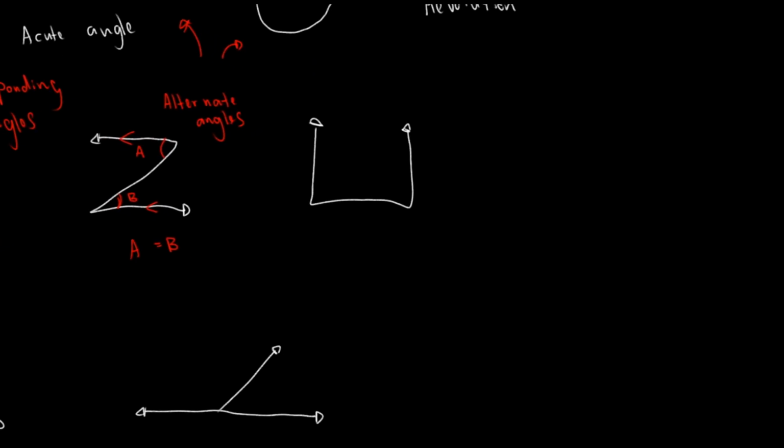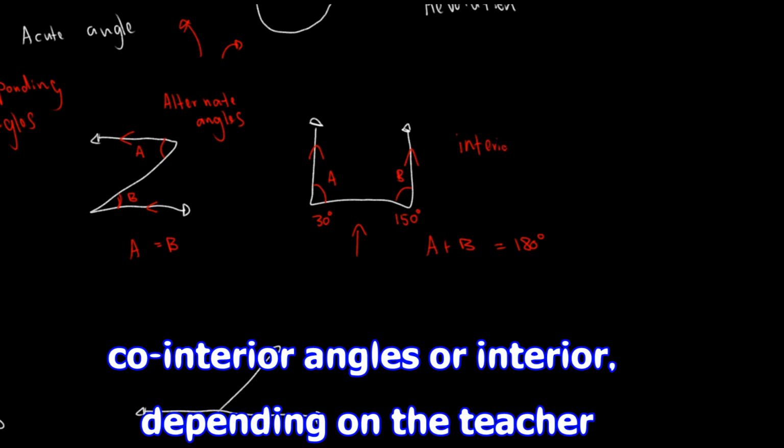What about this one? This one's a U. So if this line is parallel to this line, then these two angles, A and B, then angle A plus B will be equal to 180 degrees. Okay, so if this one is 30, this angle, provided our lines are parallel, this angle then has to be 180 minus that. And these are called interior angles.